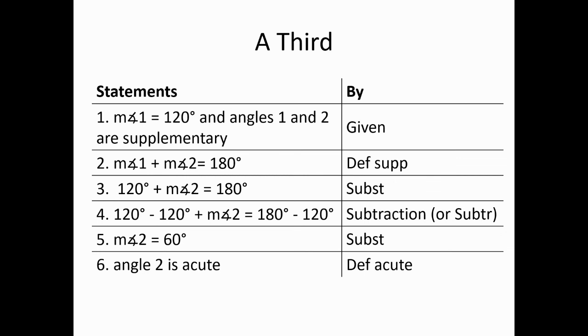And then on line number 4, notice what we do is we subtract 120 degrees from both sides. So, of course, that is subtraction. And then usually subtraction is followed by a simplification step that we call substitution. And sure enough, that's what's happened. On the left-hand side, 120 minus 120 became 0. So on the left-hand side, we have simply the measure of angle 2. And on the right-hand side, we have 180 degrees minus 120 degrees, which of course is 60 degrees. So that's substitution. And then finally, we declare that angle 2 is acute.